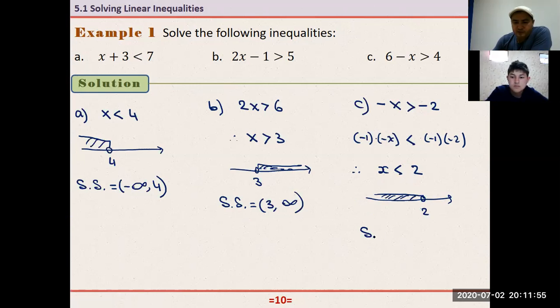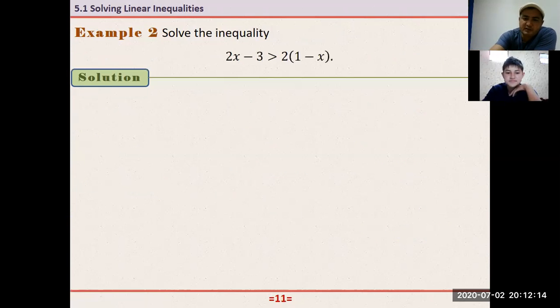Or set form, solution sets. Here we have negative infinity to 2, not inclusive. Not inclusive means the solution does not include this number. This is just very simple examples.